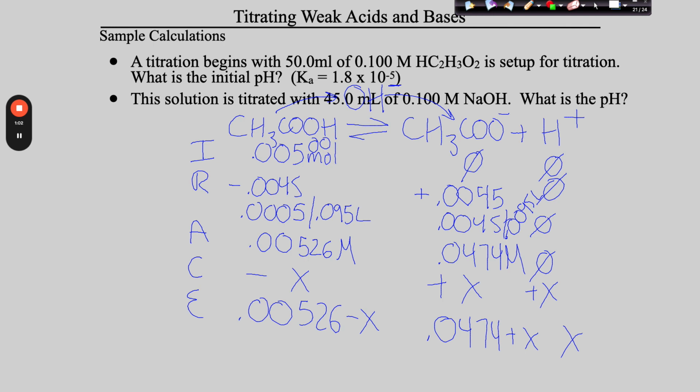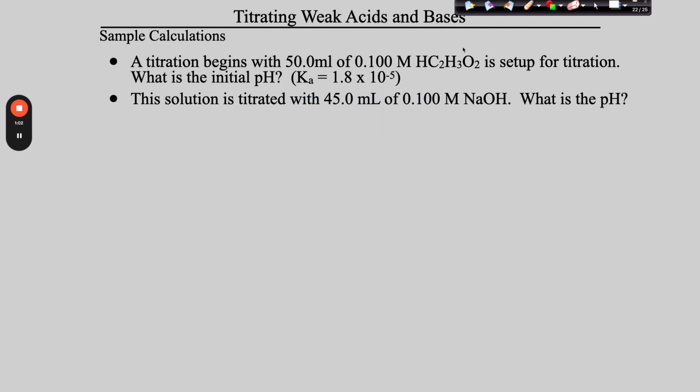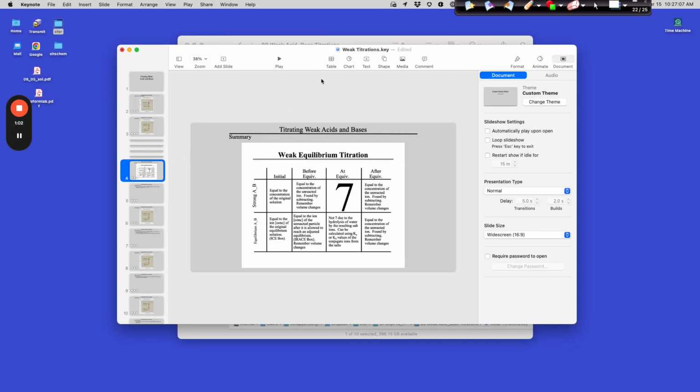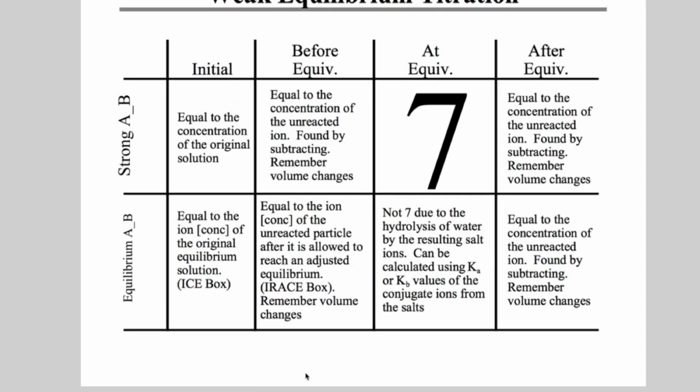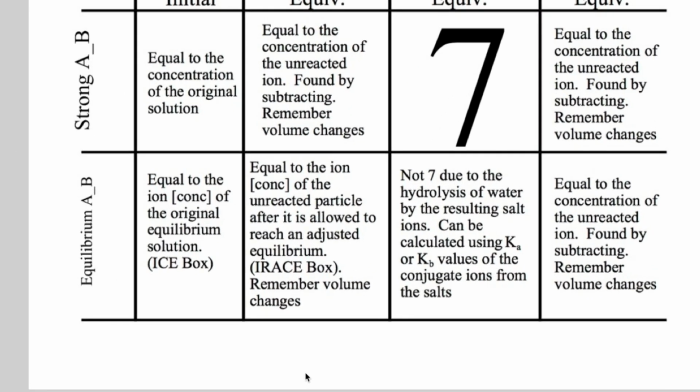So, with that said, this is what relaxation is going to look like for us. Go back here and look down here. What did we just do to find the pH at equivalence? And I said this. It's equal to the ion concentration of the unreacted particles.